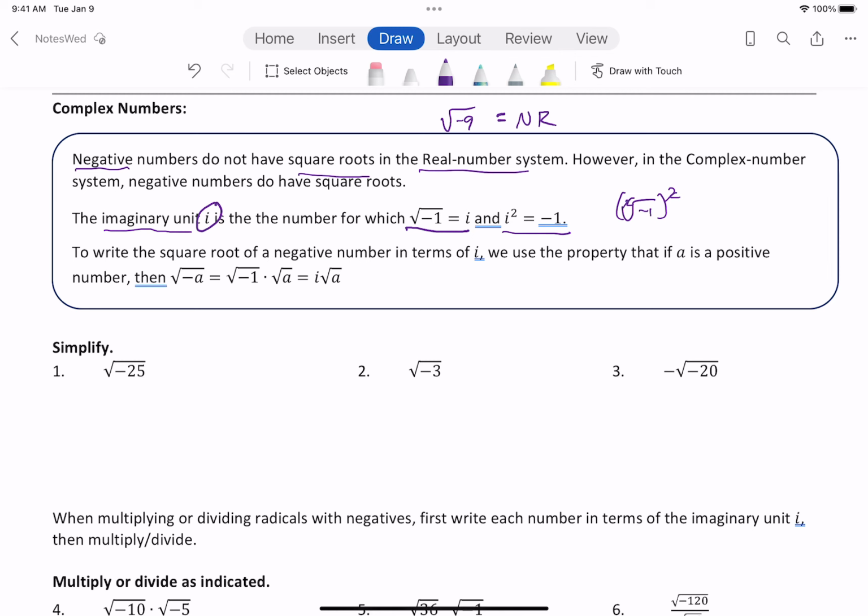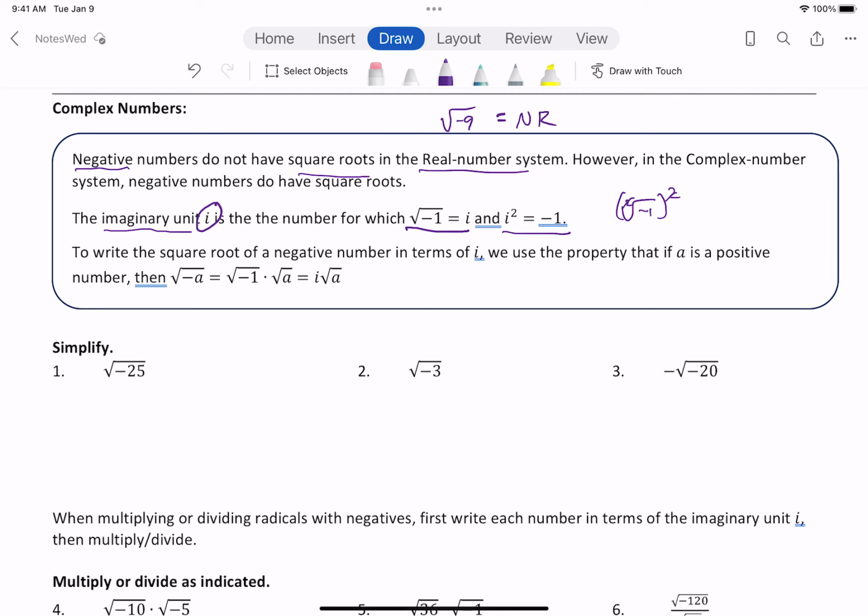To write the square root of a negative number in terms of i, we're going to use the property that if a is a positive number and we're taking the square root of -a, we can split that into the square root of -1 times the square root of a, which is then i times the square root of a.